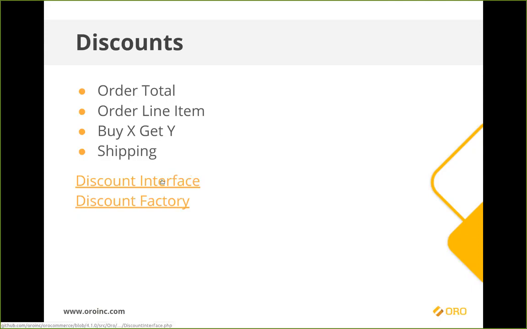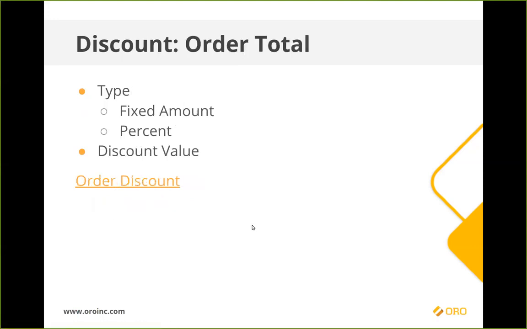All discounts implement a special interface called the discount interface. So if you want to create your own discount type or your own discount rule, you may always implement this interface and then create it using the discount factory.